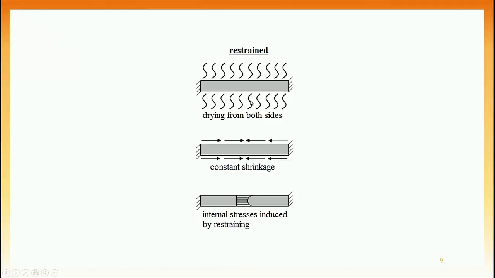So drying can happen from either side of the element. For example, when it happens from these two sides, we will have a constant shrinkage over the entire depth of the sample, which can cause an axial length change, or if it's restrained, it can also cause some cracking.